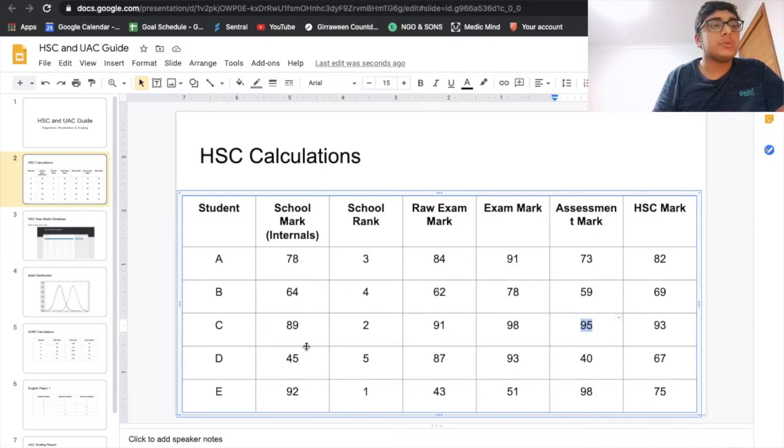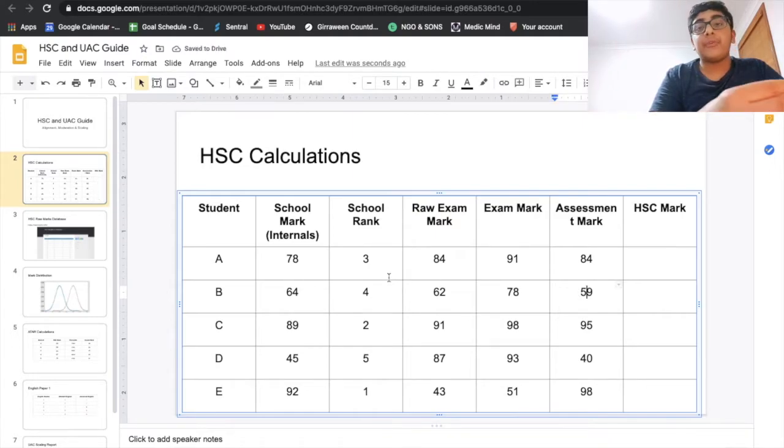What's the difference between these two marks? 89 minus 78. That's 11 marks. So they'll take this mark and minus it by 11 to get whatever this person gets. So 95 minus 11 is equal to 84. Do you understand? So this is all wrong. Okay, 84. They'll do the same for every single person until they go up to the bottom.